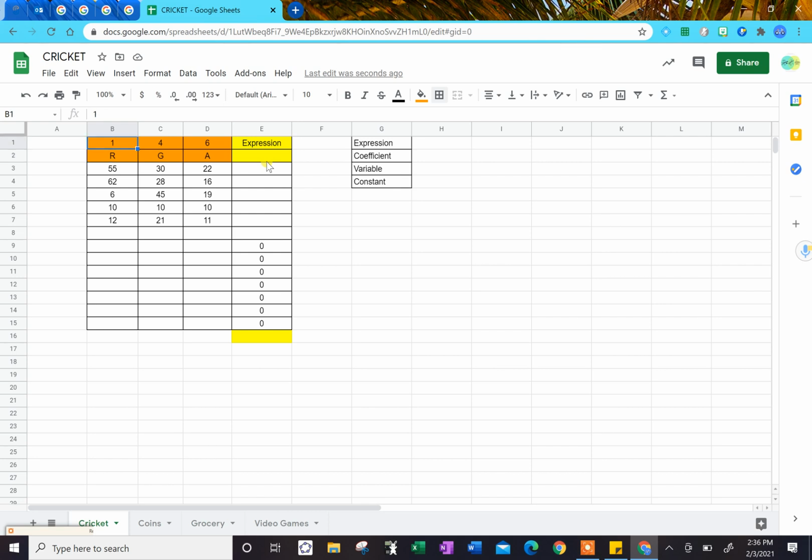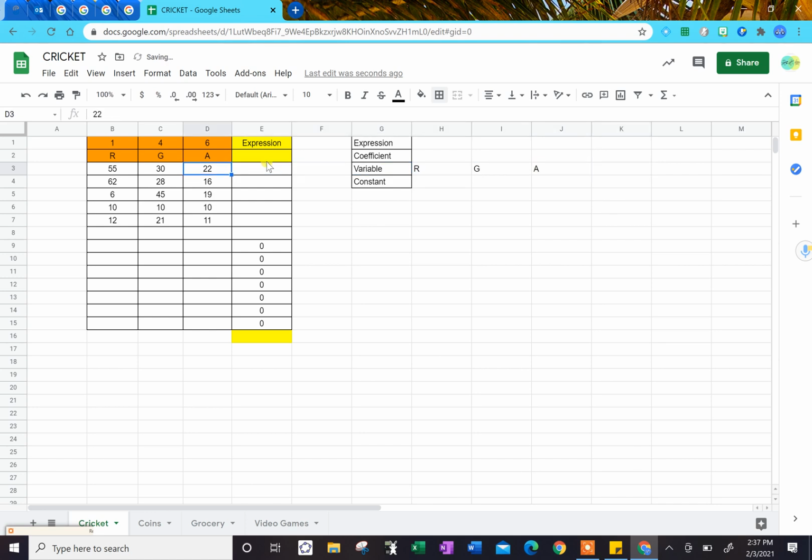If you get a run, runs are worth 1 point, so I put a little 1 up above the R. G stands for hitting a ball to the boundary on the ground. You get 4 points for that. And if you hit a ball over the boundary in the air, which is why it says A, you get 6 points. So I have some variables. My variables are R, G, and A.